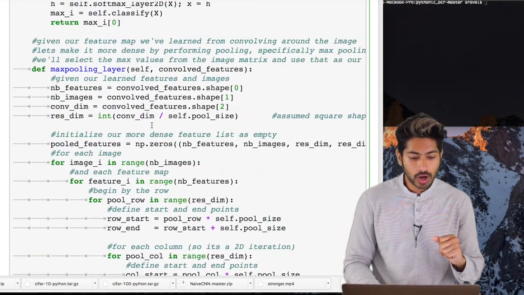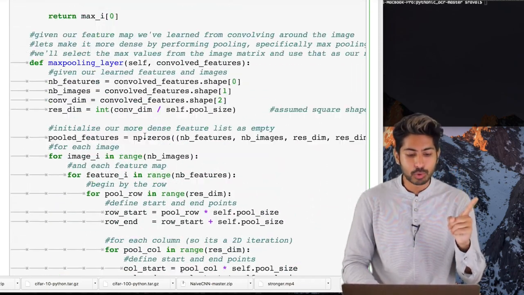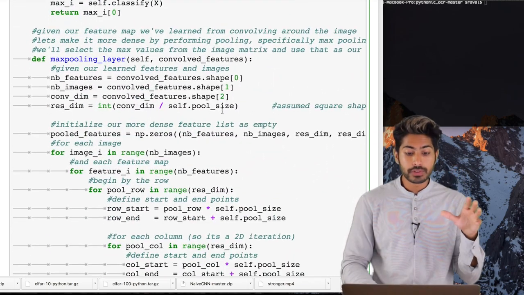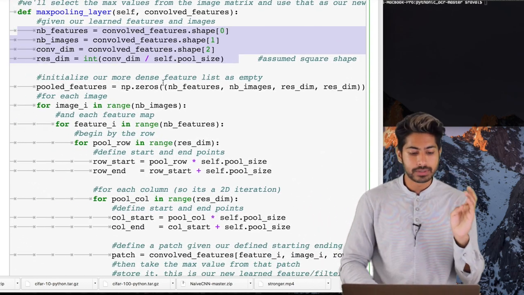And then so we have talked about ReLU. We've talked about convolution. We have to talk about pooling. So what does max pooling look like? So given our learned features and our images, let's initialize our more dense feature list as empty. And so here's what we do.